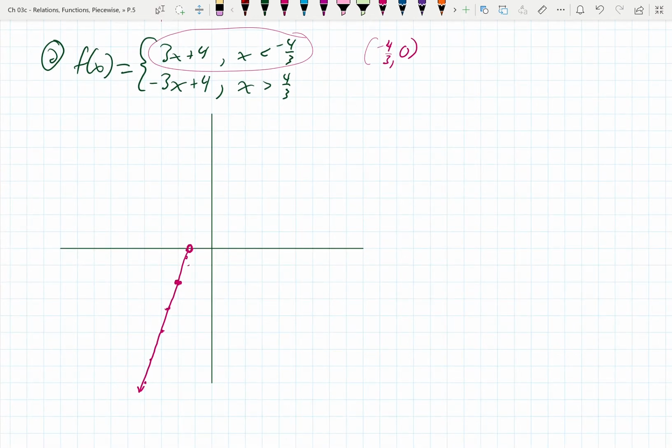If I plug in 4/3 into here, I get 0. So (4/3, 0) is an ordered pair. If I plug in 1, I get 1. If I plug in 2, I get negative 2. So (2, negative 2) is a better point to start with. But I can kind of visualize (1, 1) right here. Go down 3, right 1 for a slope.